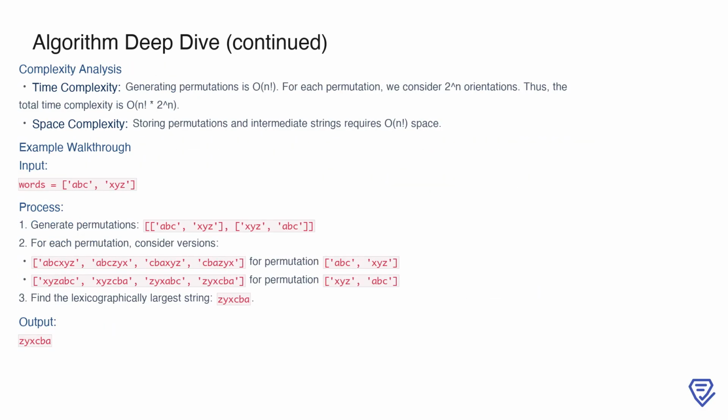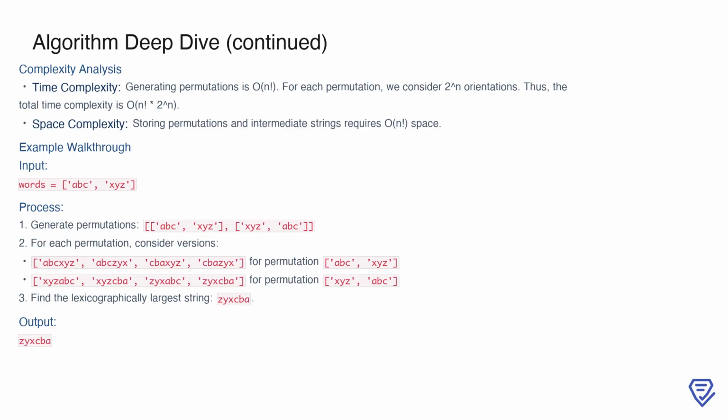Analyzing the complexity, the algorithm's time complexity is O(n) due to the permutation generation, and for each permutation, we consider 2 to the power of n orientations, resulting in an overall time complexity of O(n) * 2 to the power of n. Space complexity is also O(n), because we need to store all permutations and intermediate results.